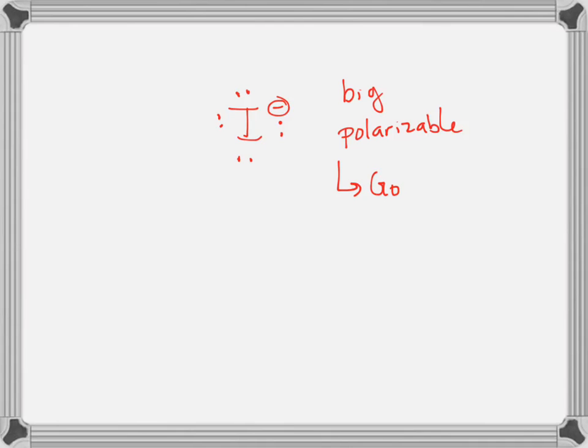If we've got our I minus, polarizability just means we can push that electron density around. So with a lot of electron density, it becomes very, very polarizable. If it's polarizable, it becomes a good nucleophile. In this case, we expect it to be strong or weak. Why is it strong? Like three or four of you said strong. It's negatively charged, so we're looking at a strong nucleophile.